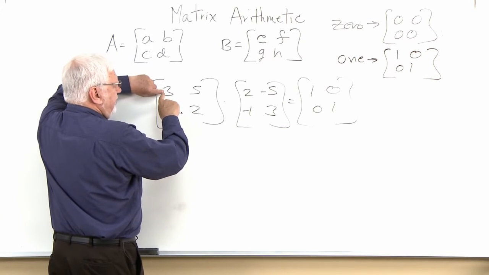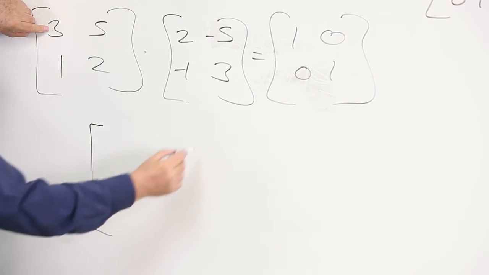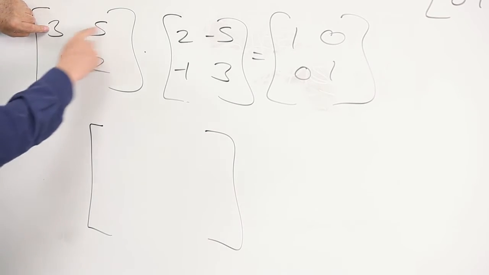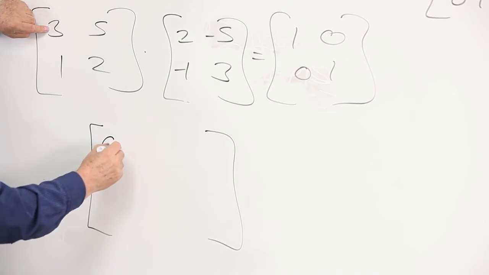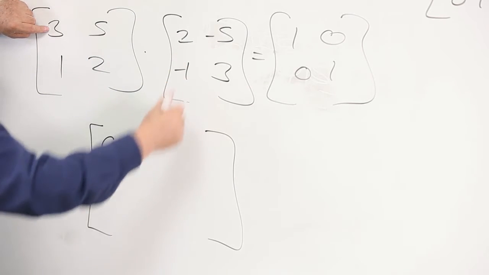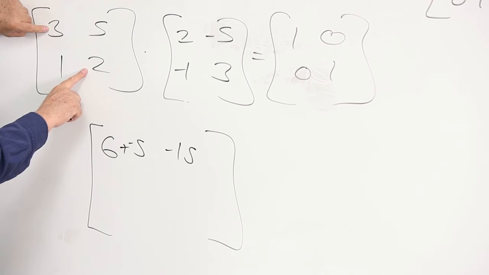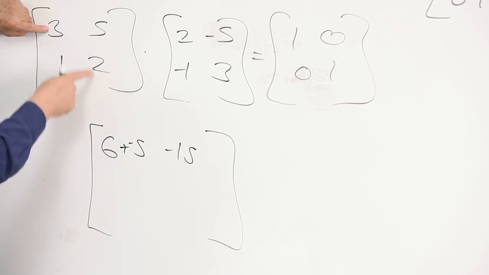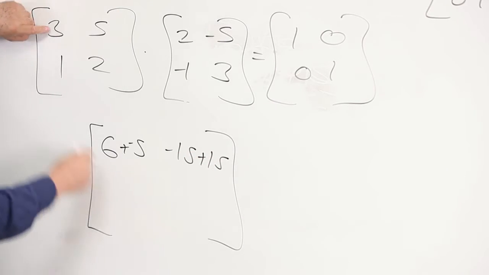Now remember how we do this. This row times this column. I'll go a little slower here. 2 times 3 is 6. 5 times a negative 1 is a negative 5. 3 times a negative 5 is a negative 15. 2 times, let's see, 5 times 3 is a positive 15.